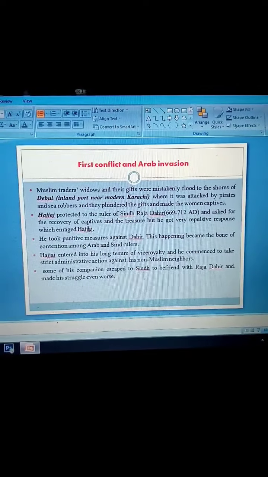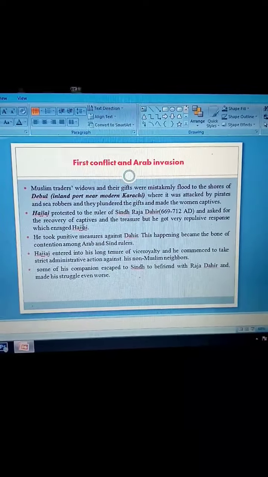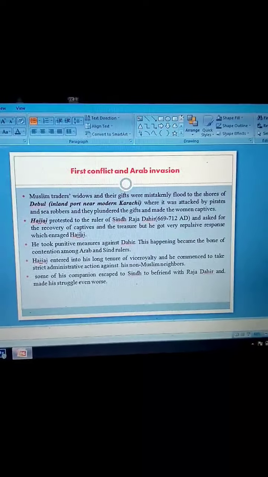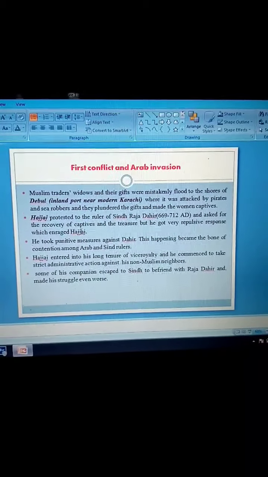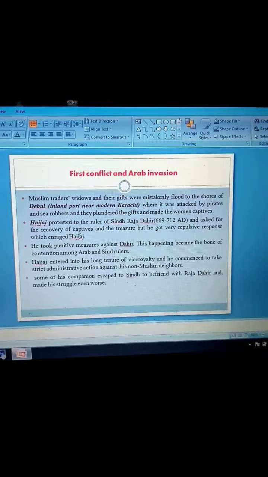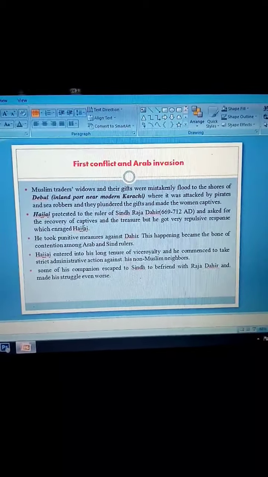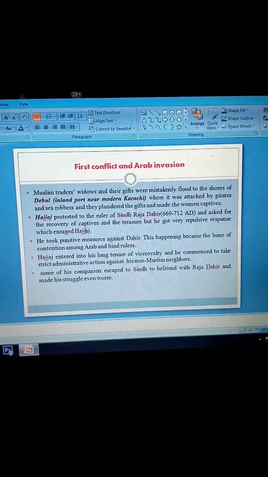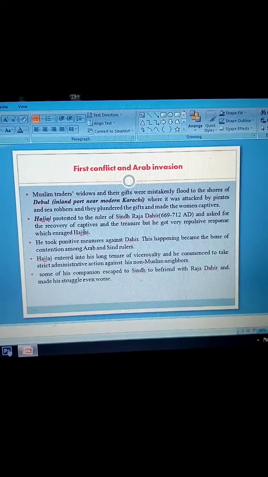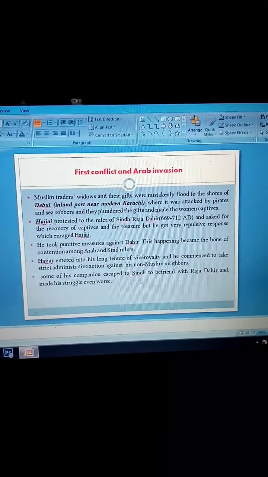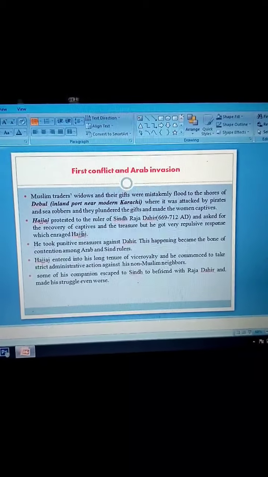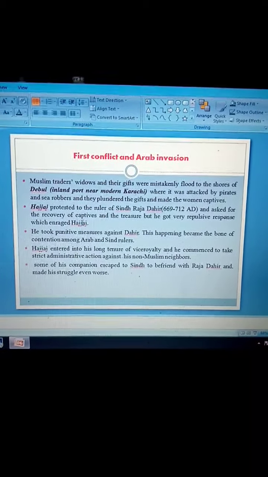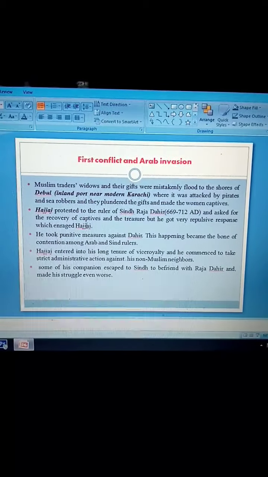At that Dibel point, when this came to the knowledge of Hajjaj, he protested and demanded the recovery of the captives, the different products, and the widows of the murdered traders. Raja Dahir was the ruler in Sindh, and he responded aggressively to the message of Hajjaj. This enraged Hajjaj, who was a very controversial ruler of the Arabs. He was short-tempered, but a strict administrator. So he resolved to take punitive measures against Dahir. This incident became the bone of contention.